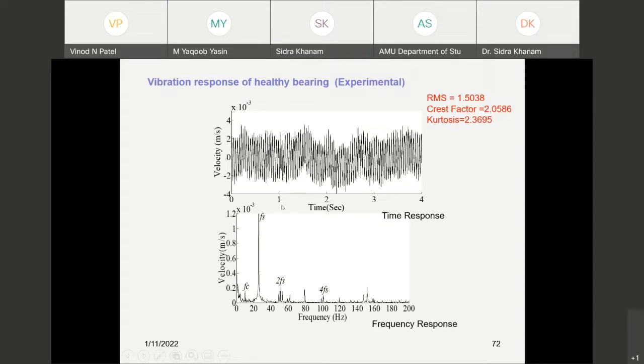Here the vibrations of the healthy bearing which we received from experimental data are almost the same. The shaft rotation frequency, FS, and the cage rotation frequency were clearly available in the experimentation.